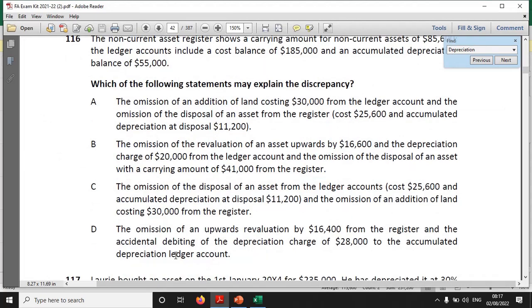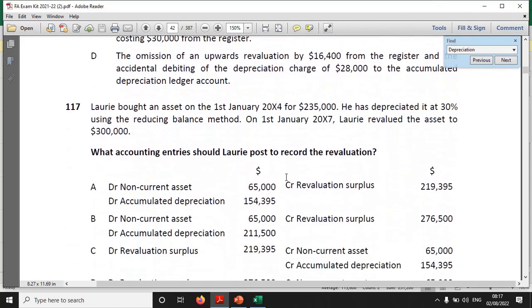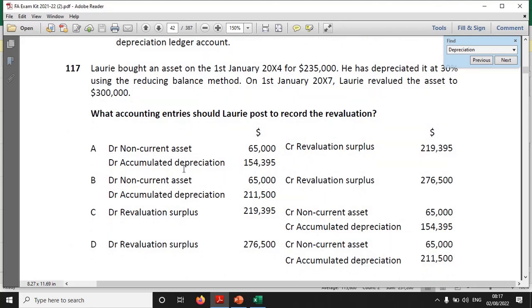This is D. It says the omission of an upward evaluation of how much? 16.4 from the register, and the accidental debiting of the depreciation charge of 28,000, meaning that we have to subtract this number by 2. But I don't think that this is going to give you the correct answer. I think we have spent too much time on this particular question. I would like us to proceed. So the answer is C. Let us proceed to 117.